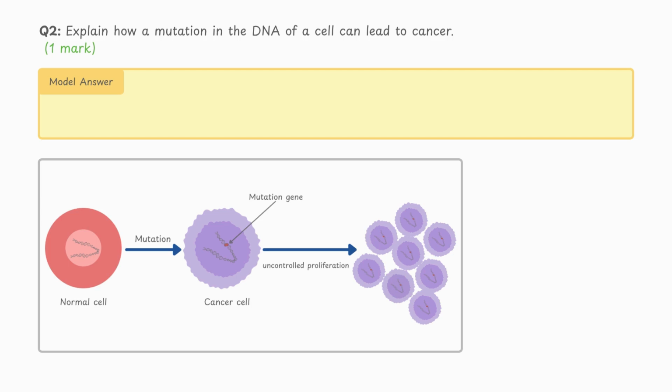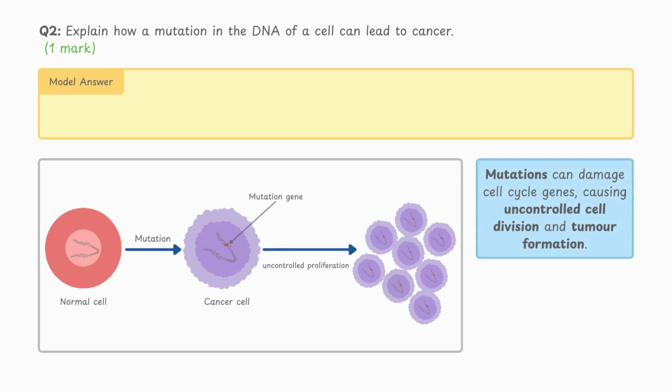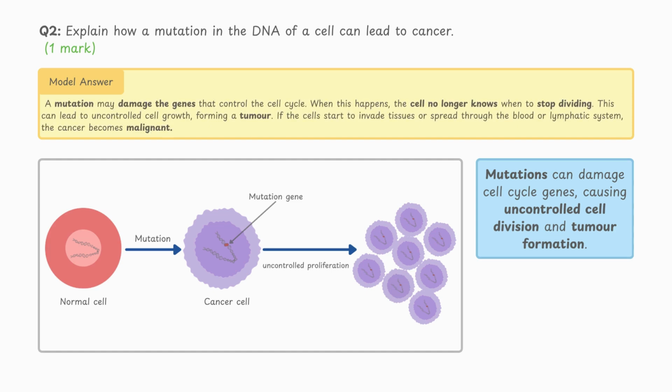This uncontrolled proliferation forms a tumor. If these cells become invasive, the tumor may develop into malignant cancer. The key idea is that mutations damage cell cycle control genes, leading to uncontrolled cell division and tumor formation. So the final answer is, a mutation may damage the genes that control the cell cycle. This causes uncontrolled cell division, forming a tumor, which can develop into cancer.